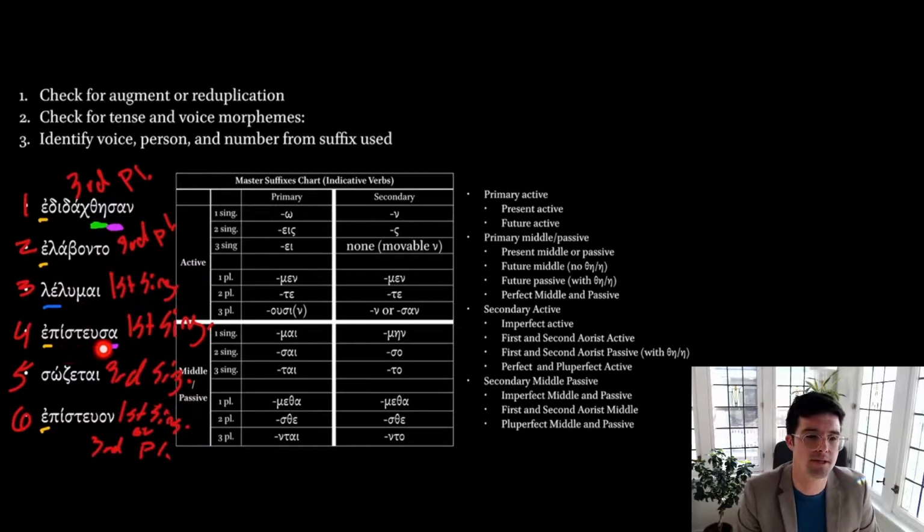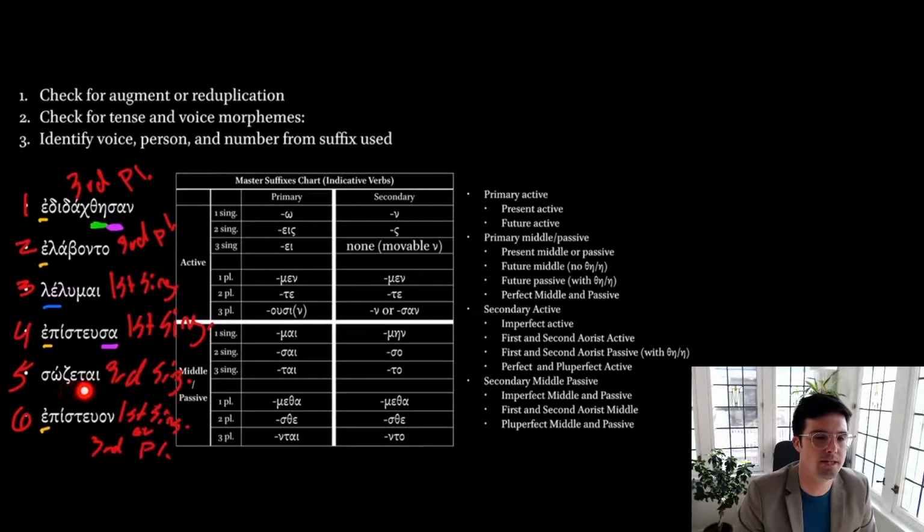Next, we have apistusa. We already said that this is first aorist, and we look at our sa ending here, and we know that it's going to be first person singular. Remember from our aorist endings, sa, sas, sen, samen, sate, san. And so we have first aorist, active, indicative, first person singular.